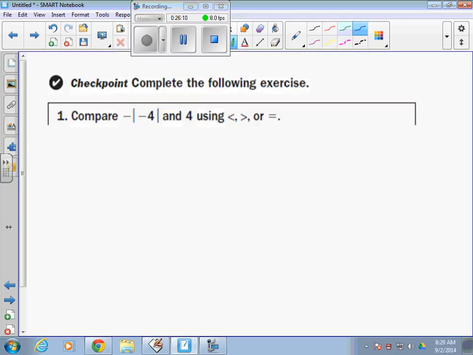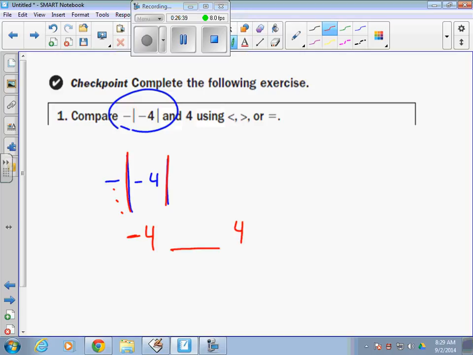And let's do the last checkpoint problem. It says compare negative absolute value of negative 4 and 4 using less than, greater than, or the equal symbol. Well, this one right here is represented as negative and then the absolute value of negative 4. This acts like a set of parentheses, so do what's inside of that first. The absolute value of negative 4 is 4. Then this little guy comes down in front of it to give you negative 4. So now you have negative 4 something 4. And we know that negative 4 is smaller, or less than, because the bigger number eats 4. So this is what your inequality should look like. Negative, if you go all the way back to the original version, is less than 4.